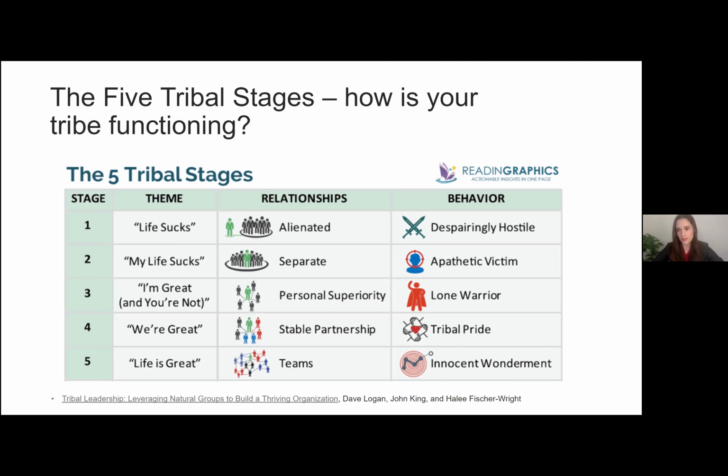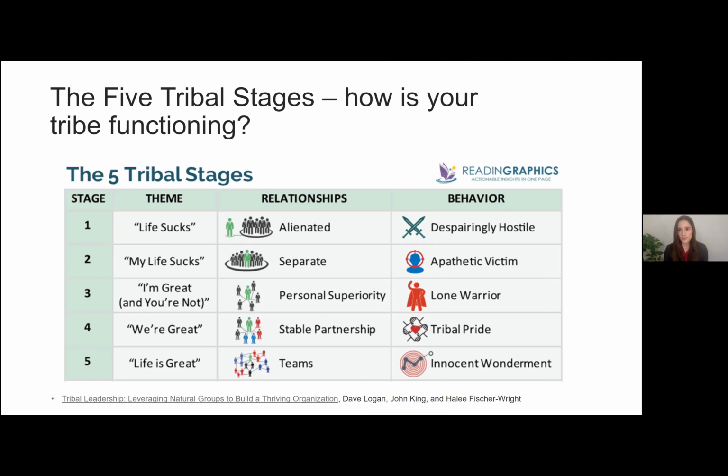Stage 3 is, I think, according to this framework, where most teams sit. This is the idea that I'm great, but you're not. A stage 3 tribe is built of highly motivated individuals who are competing with each other to stay on top and to maintain a hierarchy. And the individuals within this team might be reluctant to share their knowledge or their power because that might jeopardize their own position within the existing structure.